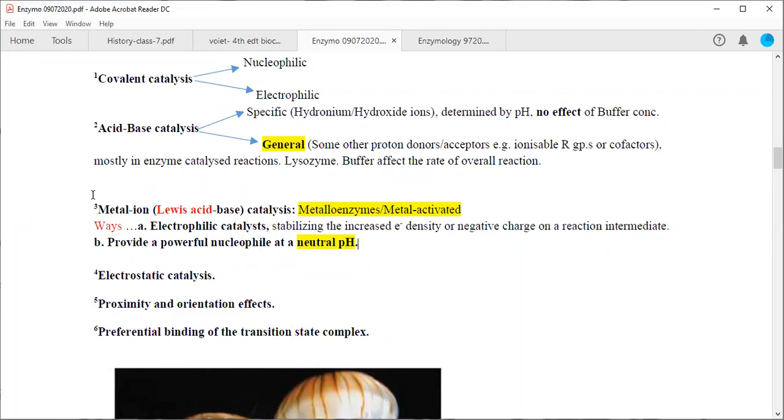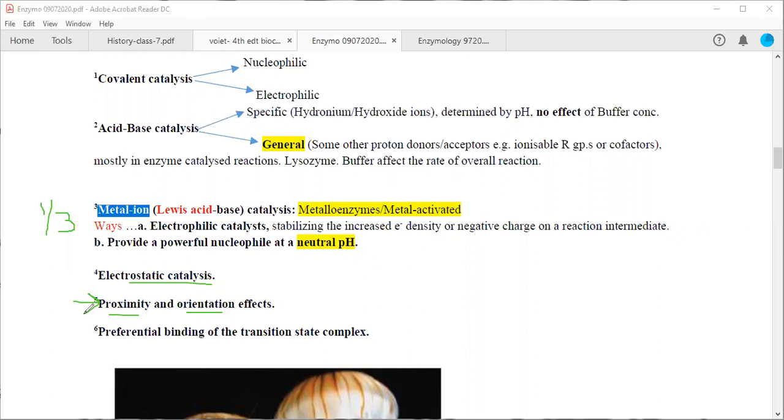Okay, so this third one, metal ion catalysis, also called Lewis acid-base catalysis, represents about 1/3. You need to remember that 1/3 of the enzymes actually show this metal ion catalysis. Other forms are also reported, called electrostatic catalysis, and proximity or orientation effects. This was actually the hypothesis, in which two things are happening: one is proximity, one is orientation.